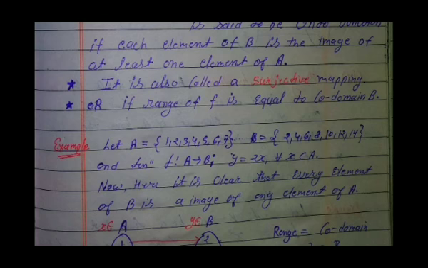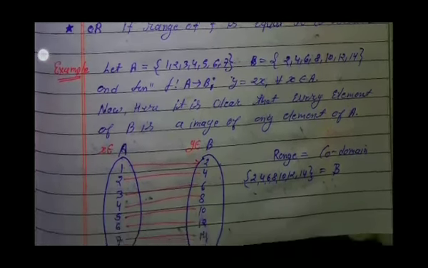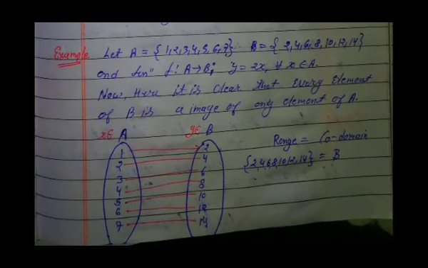Now here it is clear that every element of B is the image of some element of A. By the mapping, the x belongs to A are 1, 2, 3, 4, 5, 6, 7 and the y belongs to B are 2, 4, 6, 8, 10, 12 and 14. Every element of B is mapped by some element of x. Here we can say that the range is equal to codomain. Now the function is an onto function.